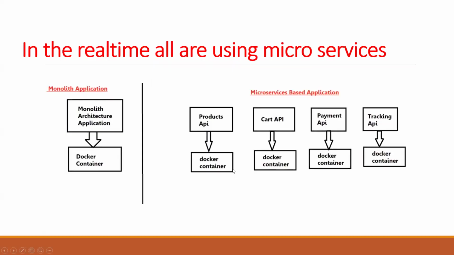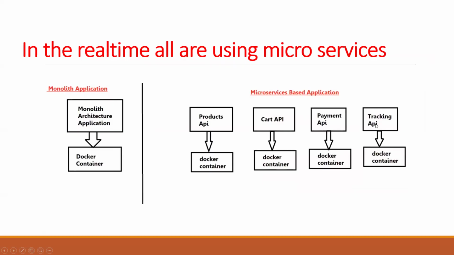But in a microservice based application, for example an e-commerce website, first we select the product API, and products are in one Docker container. Once the product is selected, if you click the cart API, that is another Docker container. Once you add it to the cart, it goes to the payment API, which is one container.